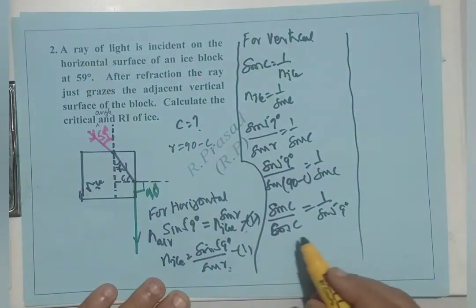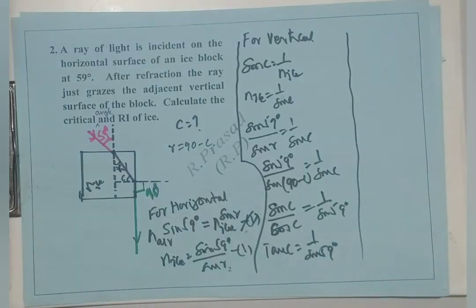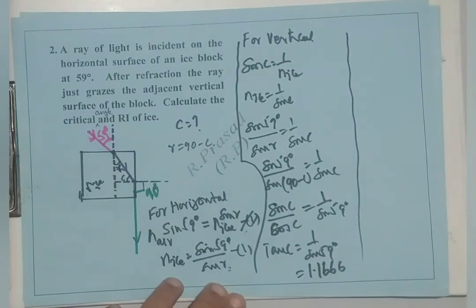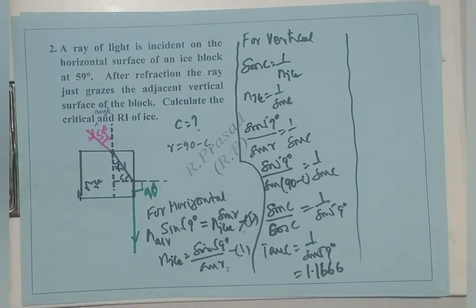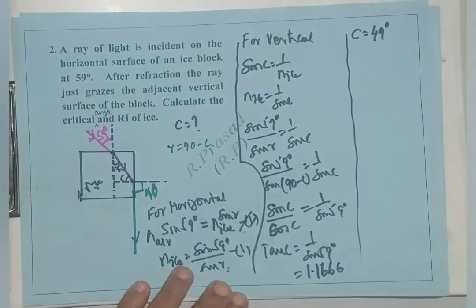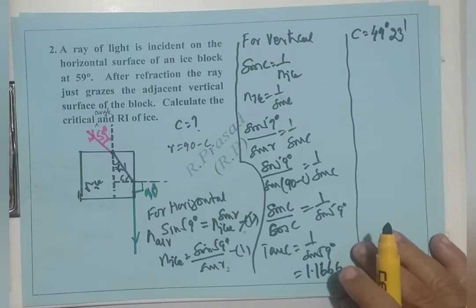Now we substitute every value there, that is tan C equals 1 by sin 59. If we substitute the value of sin 59, we get tan C as 1.166. This is the tan C value. Therefore, C is 49 degree 23 minutes. You can get this from Clark's table or scientific calculators.